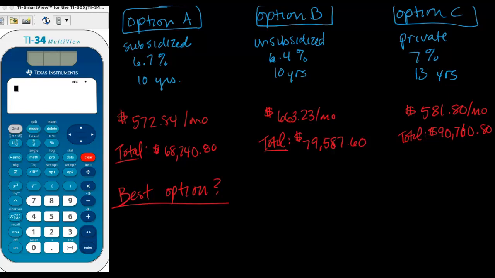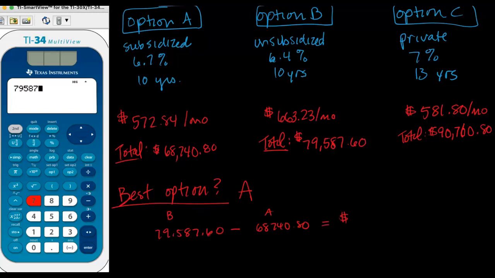So what's the best option? Well, the best option clearly is A, and if you ever want to know exactly how good a loan is compared to the other, we can subtract. So we can look at the total cost of A compared to B just by subtracting those two amounts. So if I take the cost for B, which is $79,587.60, and I subtract the cost for A, $68,740.80, and I'm doing it in this order just so I get a positive number, we can figure out the difference between those two loans.